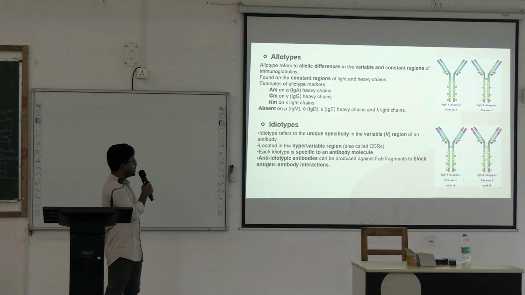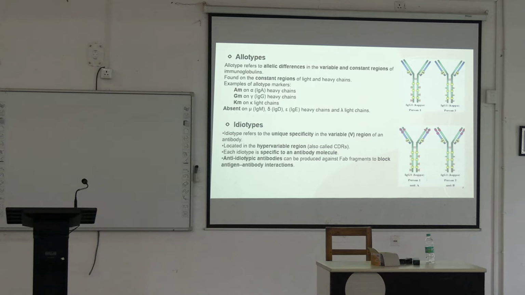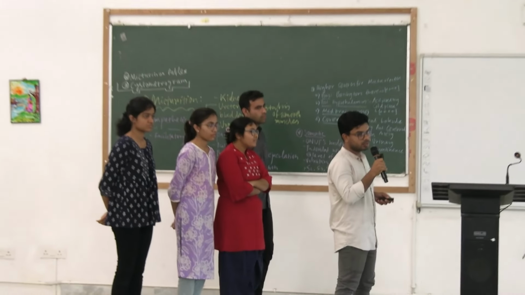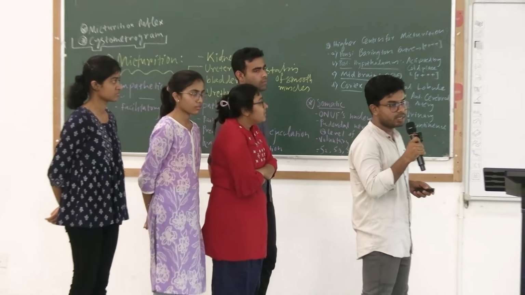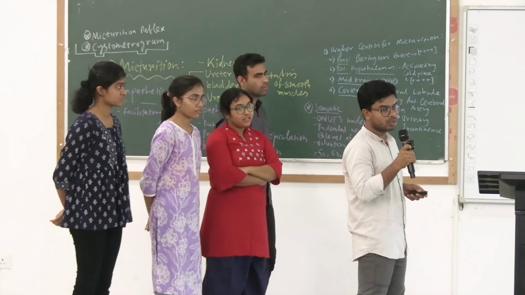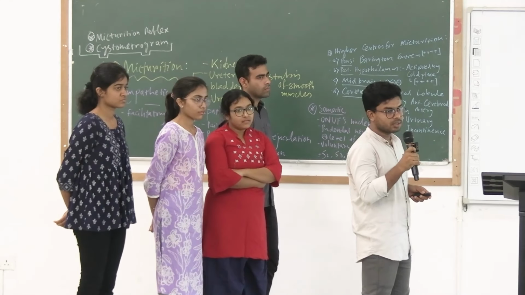Idiotype refers to unique specificity in variable region of an antibody located in the hypervariable region, also called CDRs. Each idiotype is specific to an antibody molecule. Anti-idiotypic antibodies can be produced against FAB fragment to block antigen-antibody interactions. Complementarity determining regions.